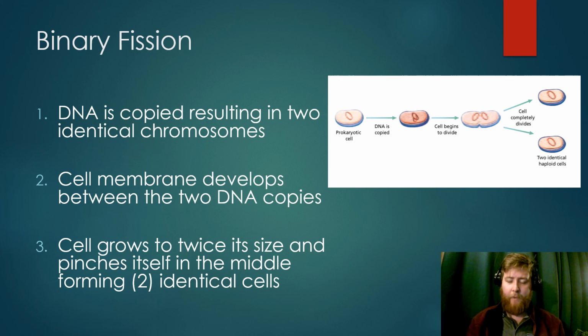E. coli can reproduce every 10 minutes. So one cell splits to 2, 4, 8, 16, 32 very quickly. These guys are able to grow very quickly. They're able to take over new medium and get into new areas very quickly, whereas humans take 16 to 18 years before we're having babies.